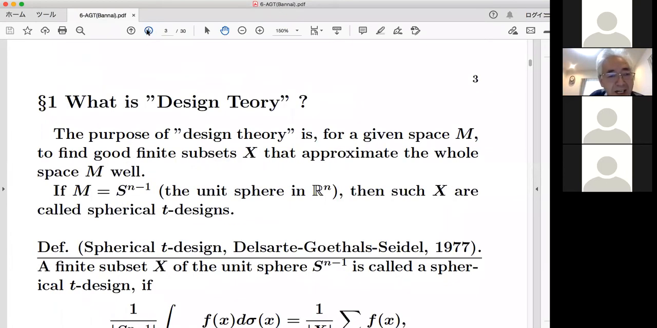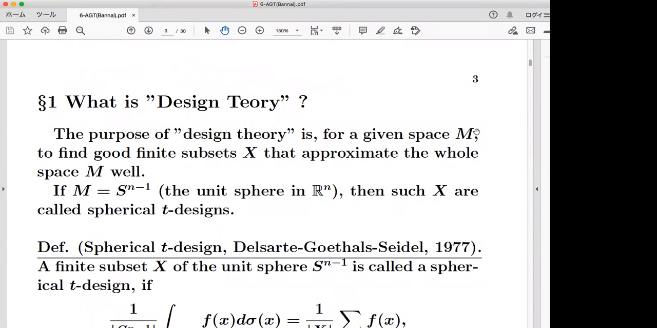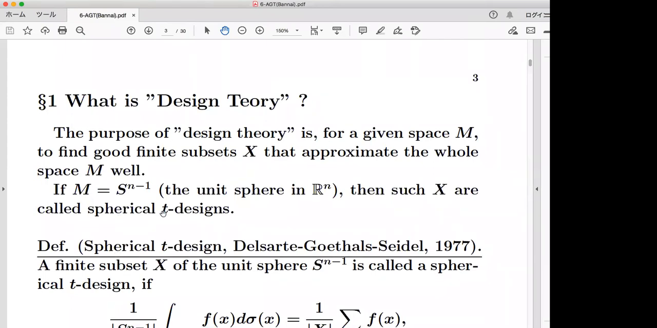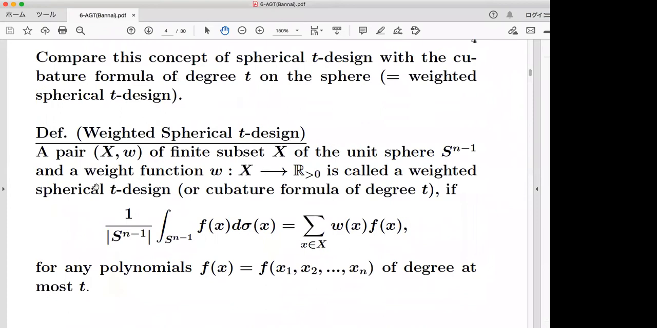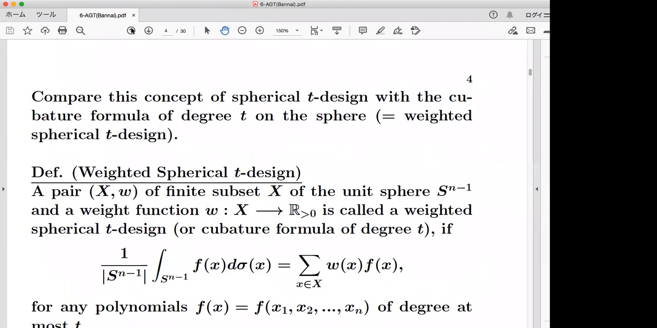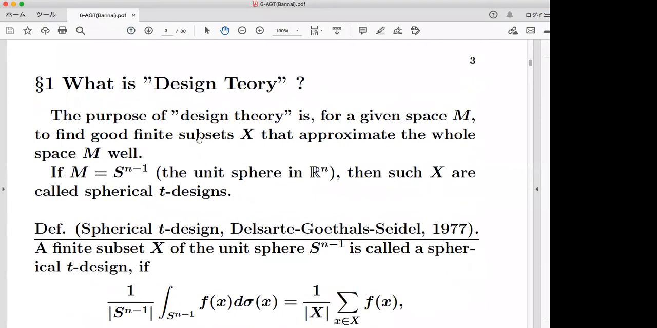Okay, what is design theory? The purpose of design theory is, for a given space M, to find a good finite subset X that approximates the whole space M well. If M is S^{n-1}, the unit sphere in n-dimensional real Euclidean space, then such X are called spherical t-designs.